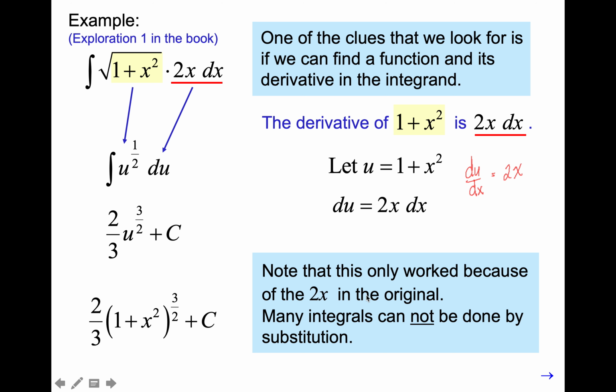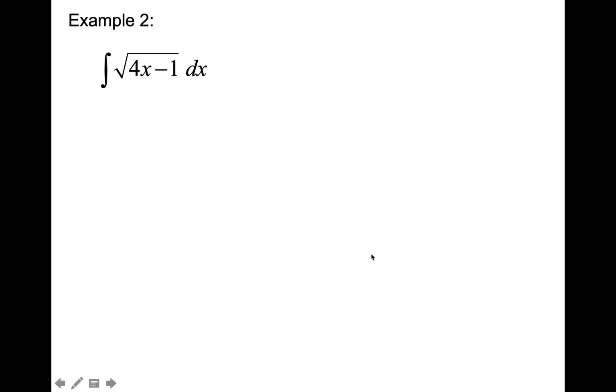There are other types of integration problems where you can't use this method. It doesn't fix everything. All right, here's another one. If you let u equal 4x minus 1, then du dx would equal 4, so then du equals 4 dx. I don't have a 4, I just have a dx.